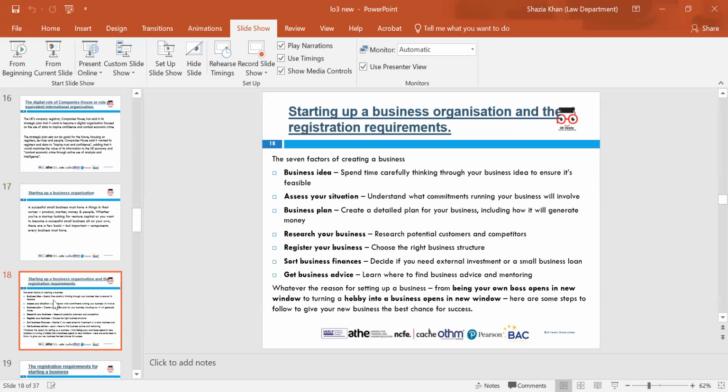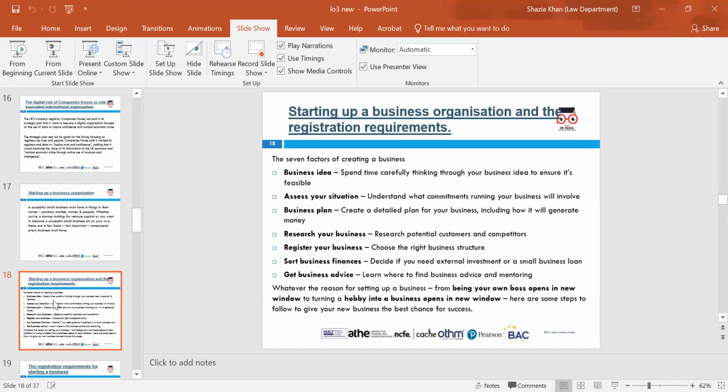So firstly, there are 7 factors to creating a business. You must have a business idea. Why do you think it's important to have a business idea? Because that is the good or service that we are providing. Yes, that's the main thing, isn't it? So you must spend time carefully thinking through your business idea to ensure that it's feasible. You must assess your situation, so you must understand what commitments running your business will involve, how much time you need to put into it.